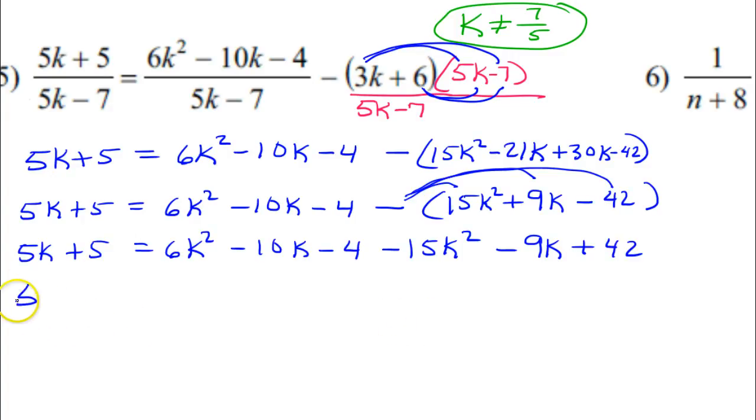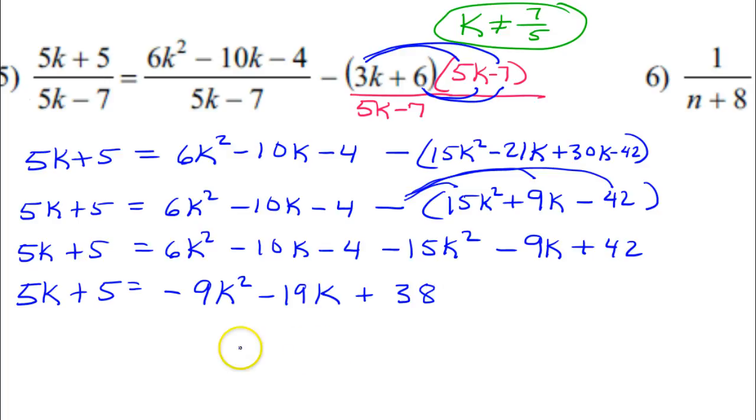Anyway, so now I can combine like terms and such. Let's see. So I've got 6k squared minus 15k squared. So that's what? Negative 9k squared. Okay, now how about these k's? I've got negative 10k, negative 9k, that's negative 19k. And I've got negative 4 and positive 42. So that's positive 38. Okay, now we're getting somewhere.